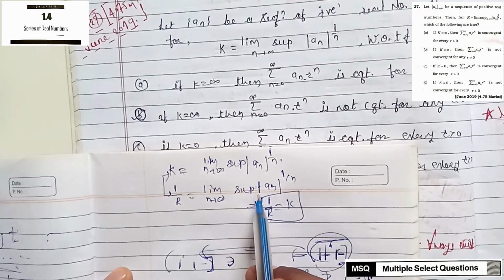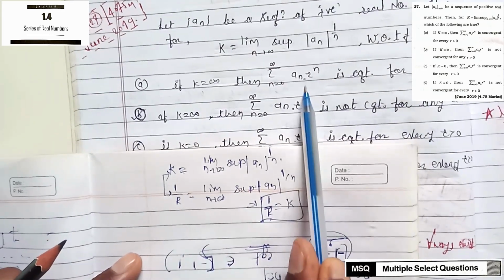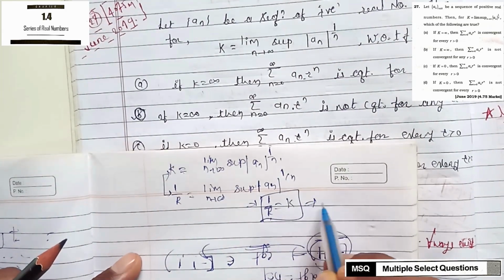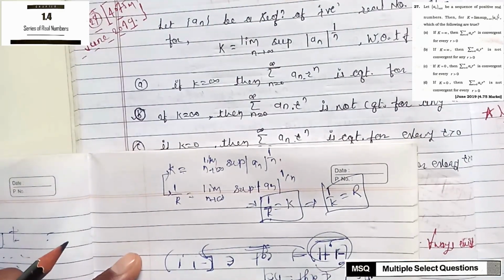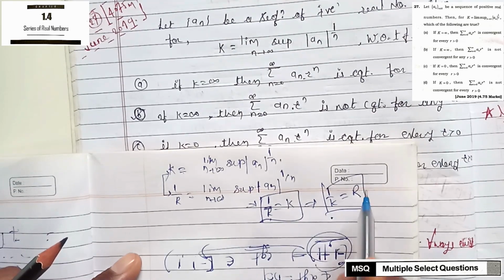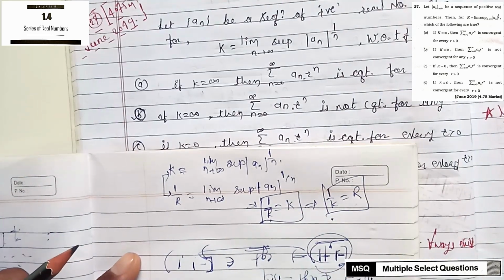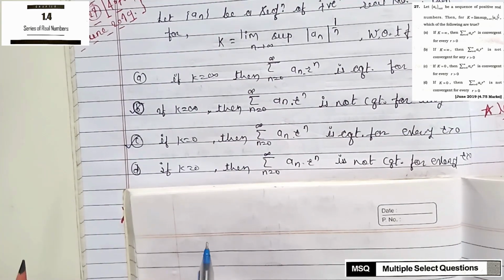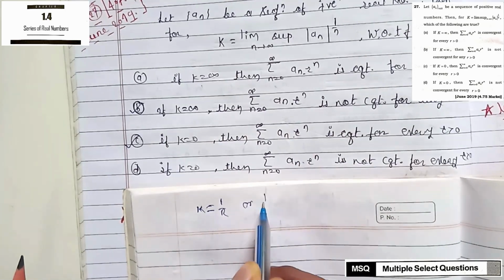Using the Cauchy-Hadamard formula, the first option says that if we take k as infinity, then the series a_n r raised to n is convergent. So can we take k as infinity? What we write there is 1 upon k is equal to r. When we take k as infinity, can we say that the series a_n r raised to n is convergent for every r bigger than 0? Now let us verify. Here we got the value for k: k is equal to 1 upon r, or 1 upon r is equal to k.